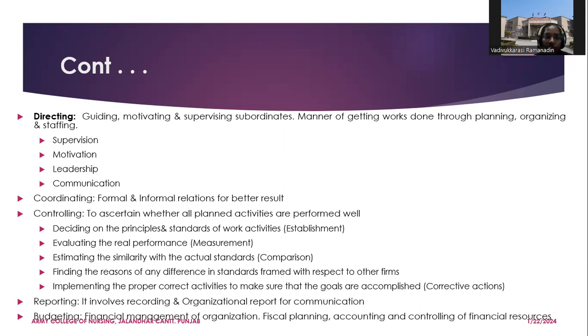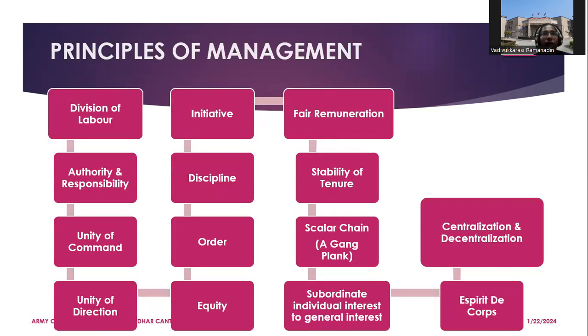The B stands for budgeting. It is the financial management of the organization. So that involves the fiscal planning, accounting, and controlling of the financial resources. So this is how the functions of management work. It involves POSDCORB: planning, organizing, staffing, directing, coordinating, controlling, reporting, and budgeting.